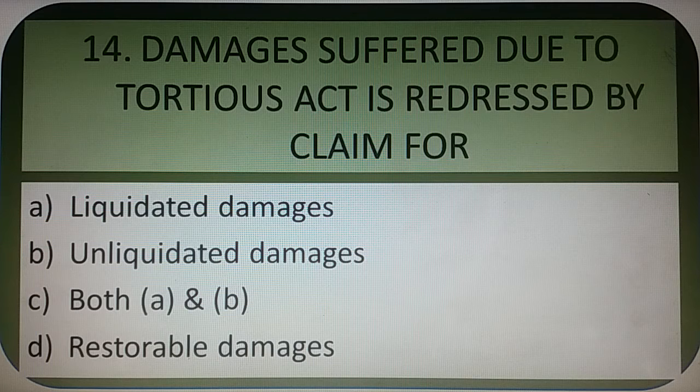Question 14, damages suffered due to tortious act is redressable by claim for A, liquidated damages, B, unliquidated damages, C, both A and B, and D, restorable damages. And the correct answer is unliquidated damages. You can claim for unliquidated damages, that is an unascertained amount of money, which is not prefixed, generally decided by the court.